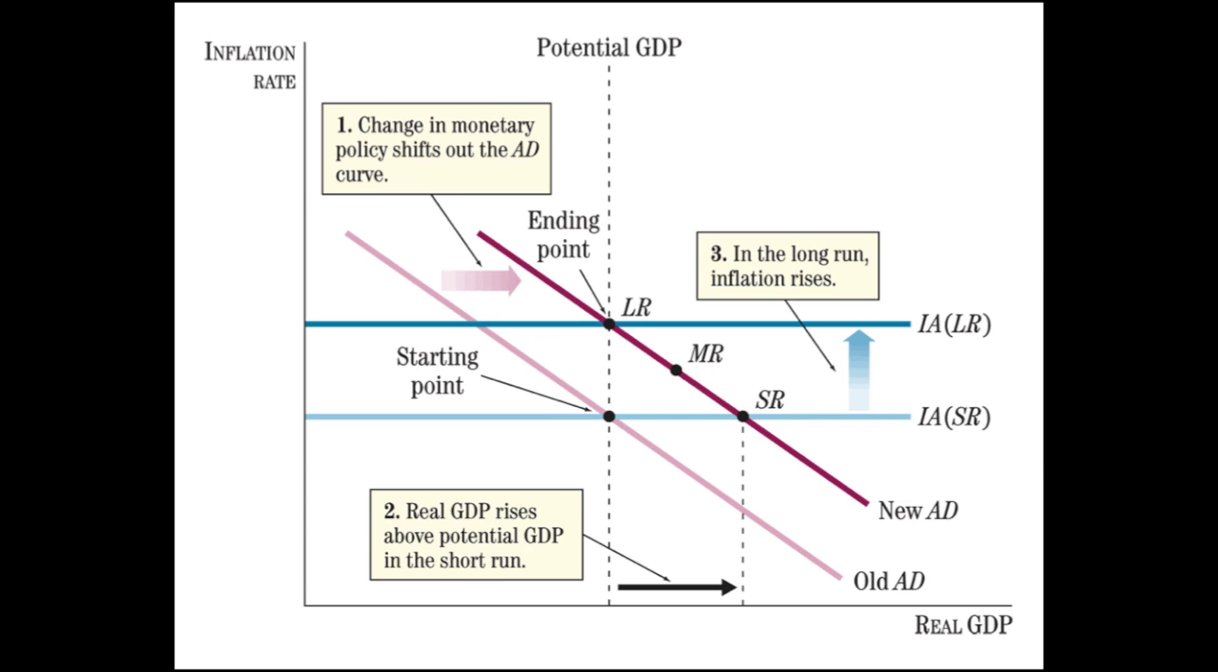An expansionary monetary policy will shift the AD curve to the right. The intersection between the aggregate demand curve and the short-run IA curve determines the inflation rate and the real GDP in the short run. Real GDP increases above the potential GDP as interest rates fall and investments rise. However, as firms are able to adjust their prices, inflation rises, and the real GDP drops back to the potential GDP.